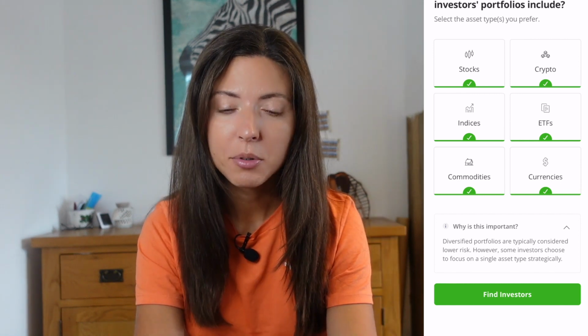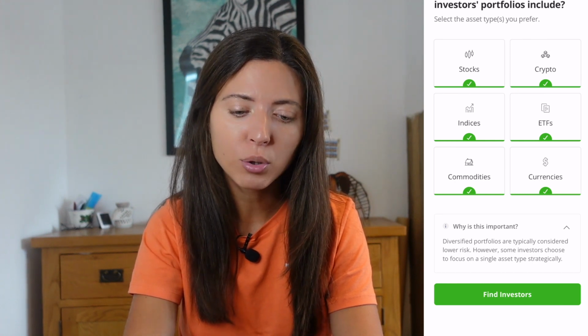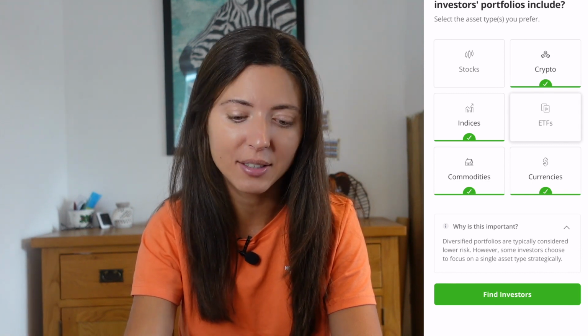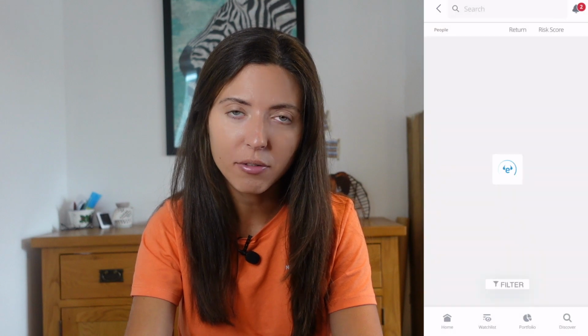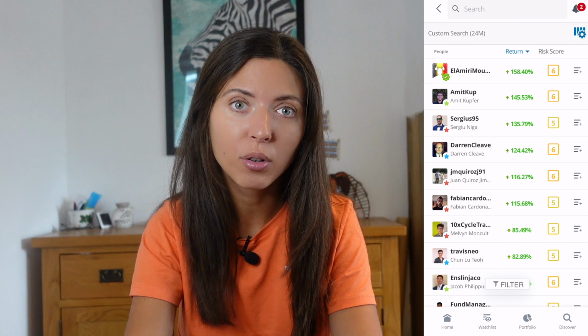I like stocks, crypto and ETFs most of all, but I don't want to choose a popular investor who trades crypto for me, because I can do it myself. So I will choose stocks and I will choose ETFs because I think these assets are great, but they require a lot of time to research into the companies, to look at numbers, and that's something that I don't like doing. I'd rather delegate this task for somebody else. And let's click on Find Investors. And these are the options that Etoro proposes.